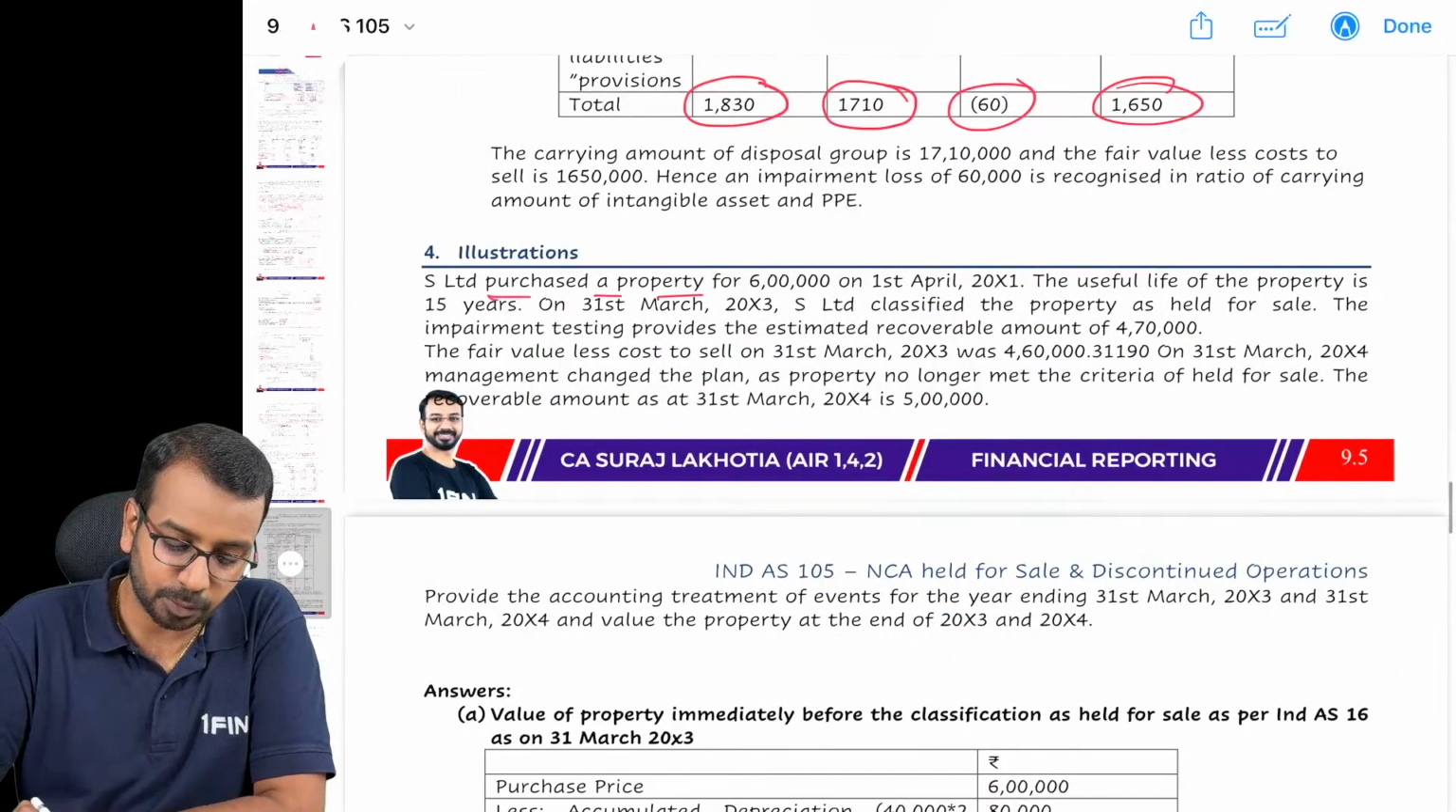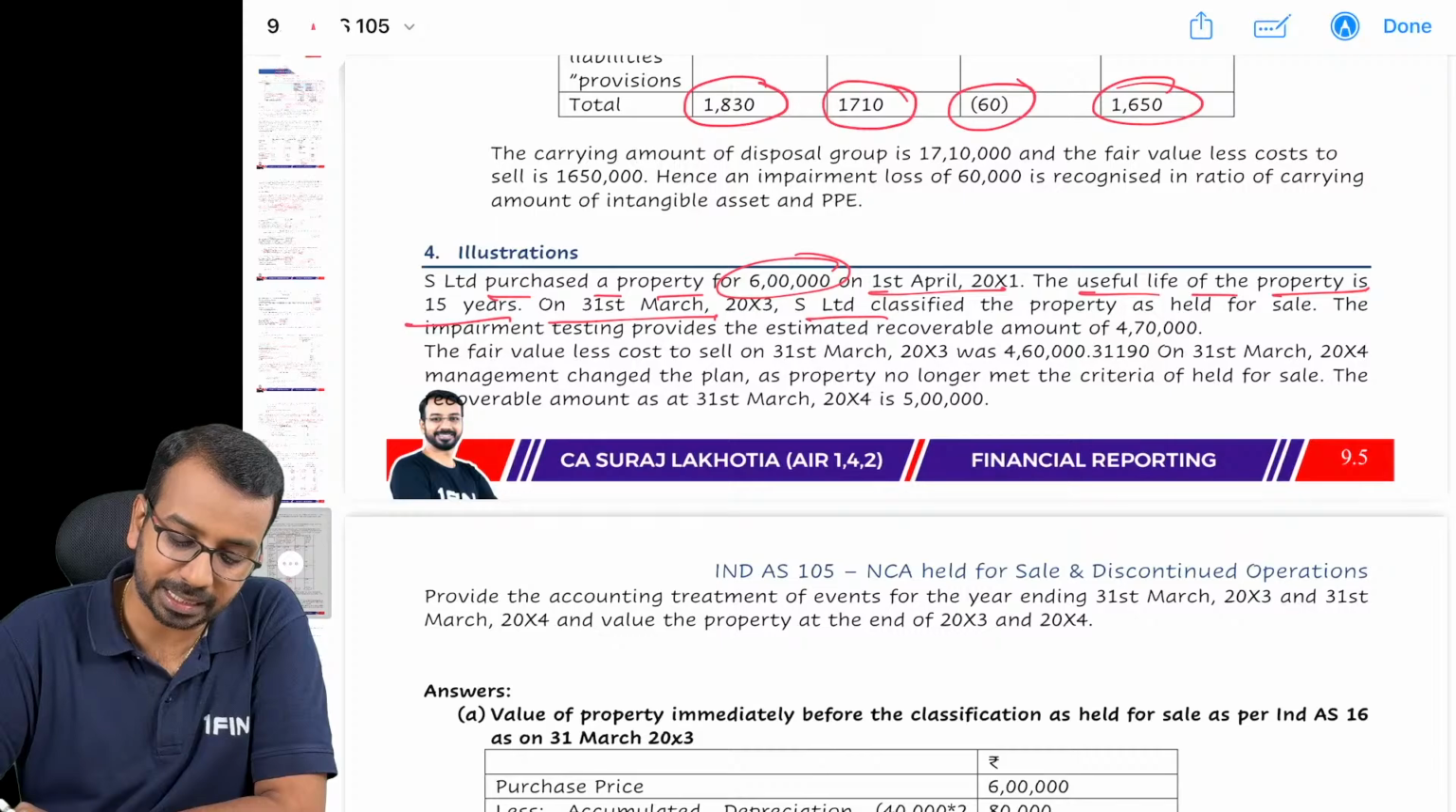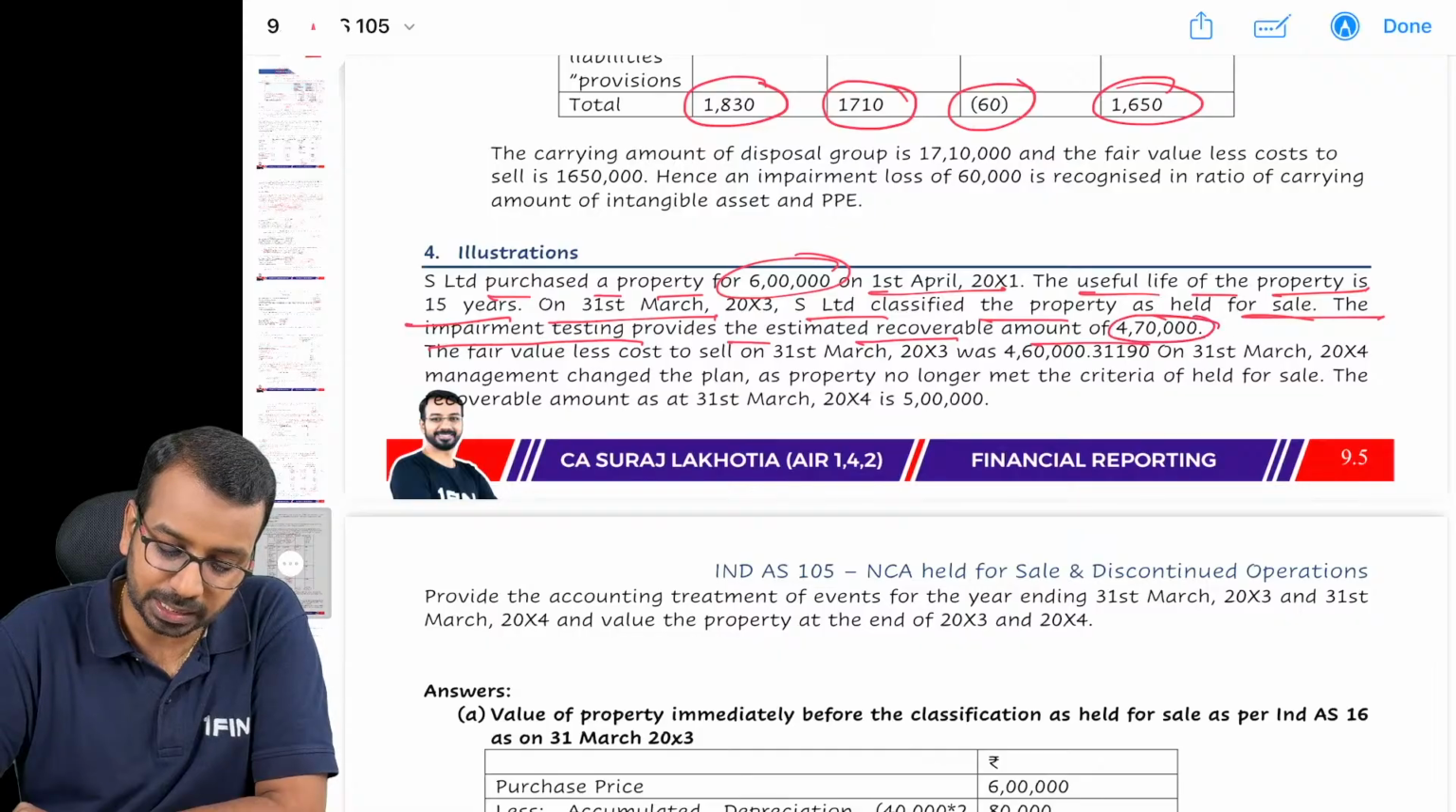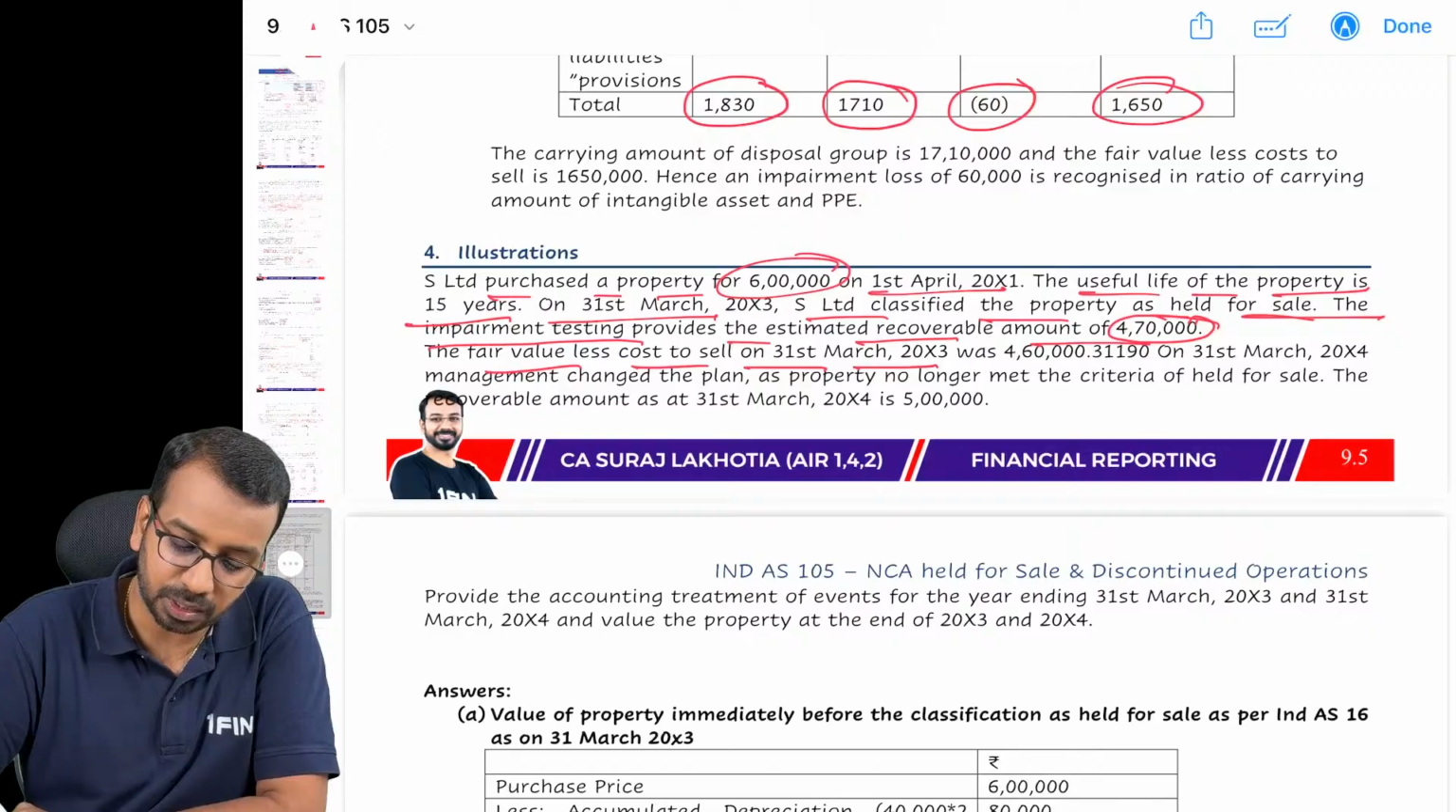S Limited purchased a property of 6 lakhs on 1st of April. The useful life of the property is 15 years. On 31st March, S Limited classified the property as held for sale. Impairment testing provides the estimated recoverable amount of 4,70,000. The fair value less cost to sell on 31st March of year 3 is 4,60,000.